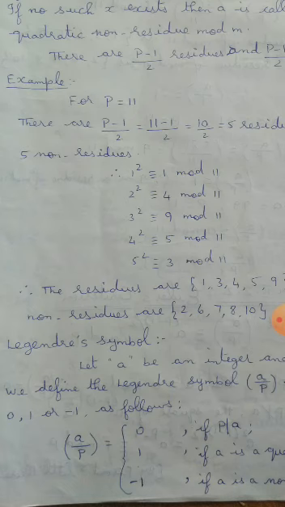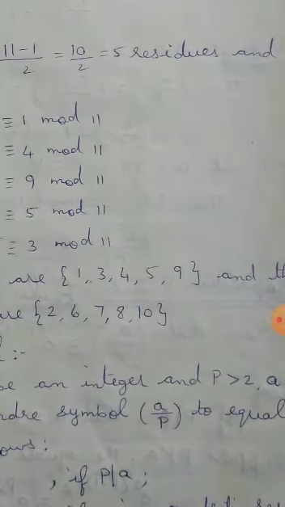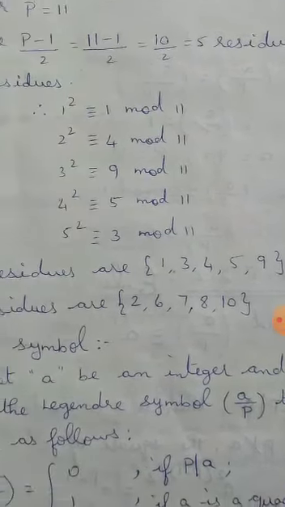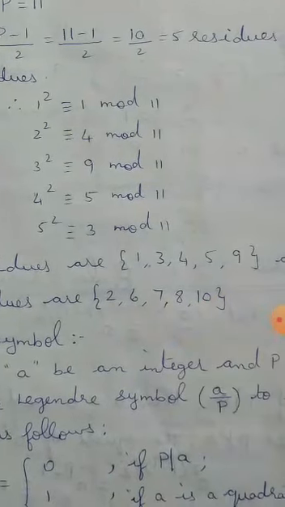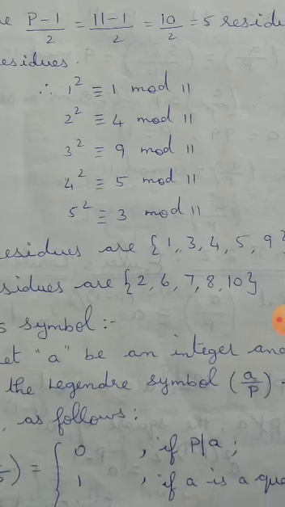Therefore, the residues are 1, 3, 4, 5, 9 and the non-residues are 2, 6, 7, 8, 10. For the remaining values, if you do 6 squared, 7 squared, you will repeatedly get the values 1, 3, 4, 5, 9. So the non-residues are 2, 6, 7, 8, 10.